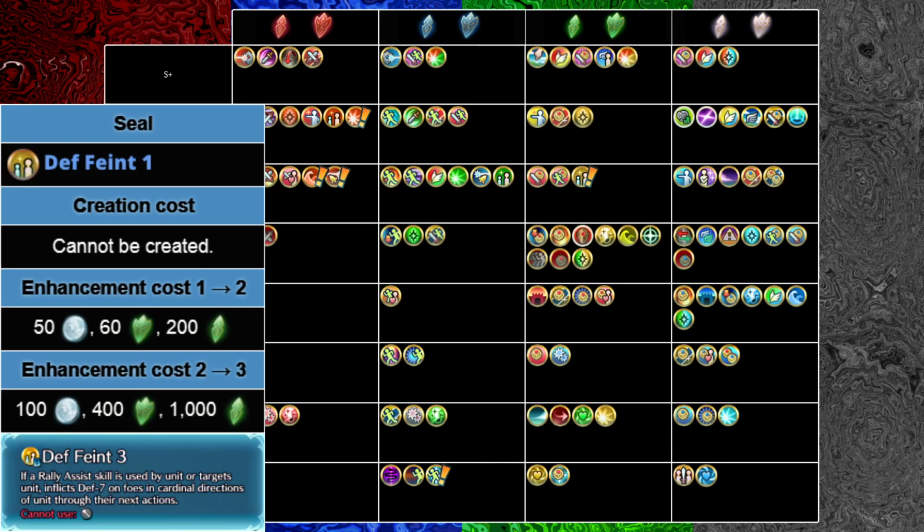Which, fun fact, Death Feint is only available in Summer Enos to this day. I don't get it. We got Ruse skills already, but not Death Feint on any unit in the actual pool. Go figure.